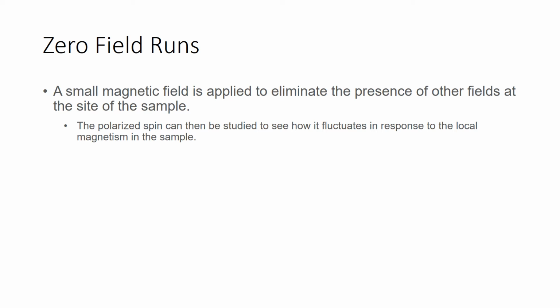Whereas in things such as transverse field runs, there's a magnetic field at the side of the sample, which causes the muon spin to change before they even enter the sample.